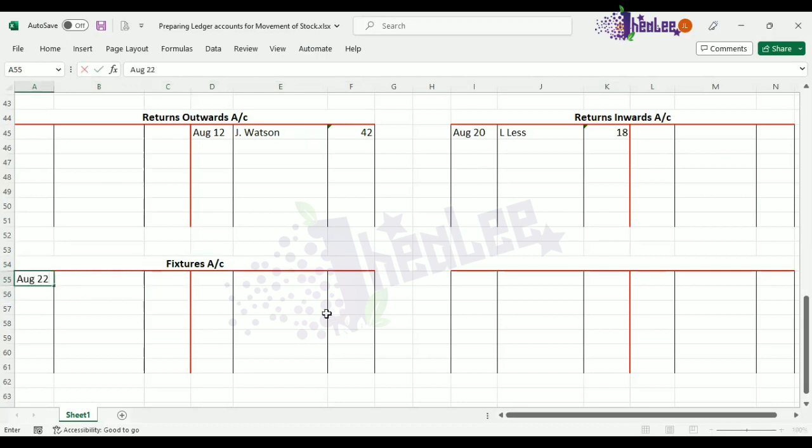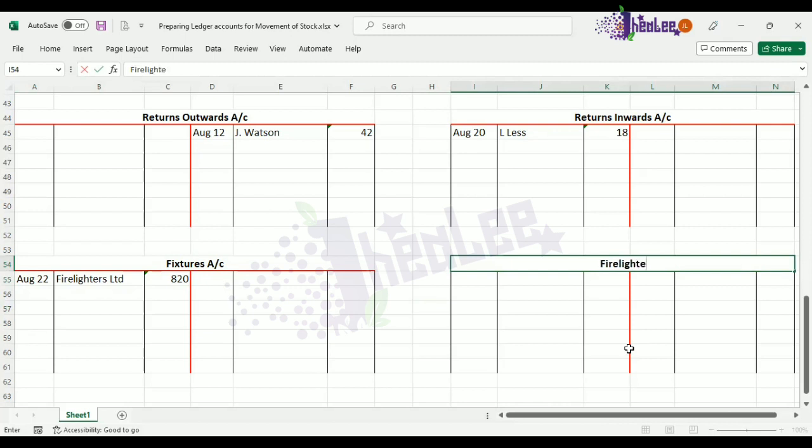So we're debiting August 22nd. Our details is Firelighters Limited. And the amount for that transaction is $820. And the account to be credited, which we don't have as yet, so we need to open an account for that, and that is Firelighters Limited account. And this should be credited. In crediting, we're placing the entry on the right-hand side. So it is August 22nd. Our details is fixtures. And the amount is $820. And that should be placed in the amount column.